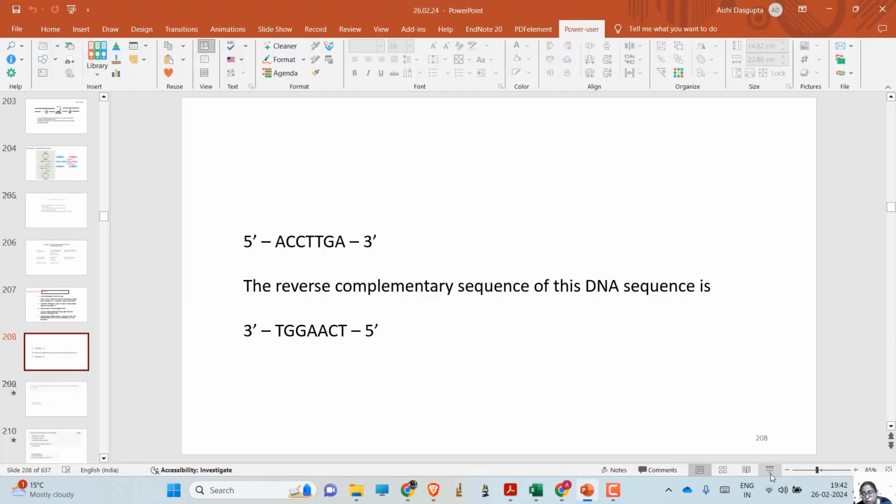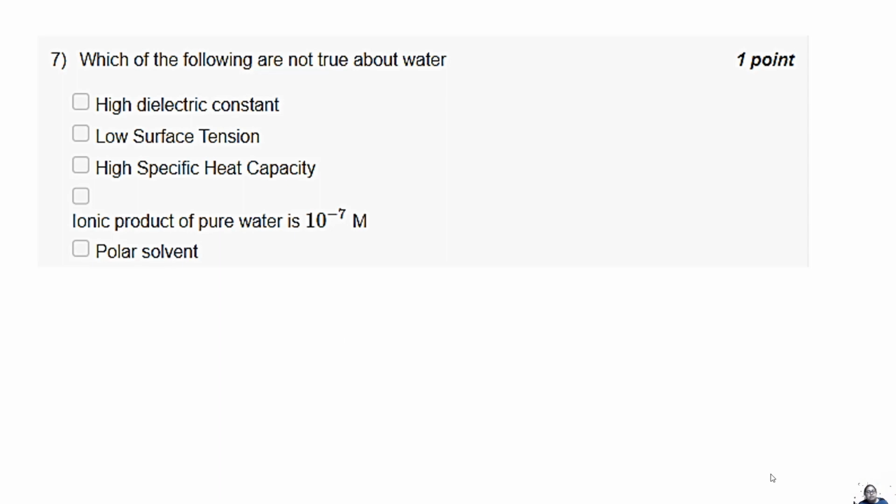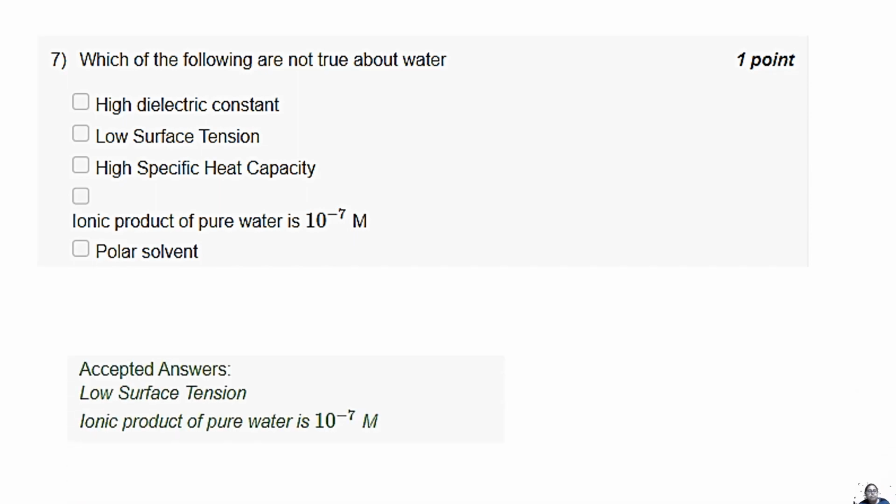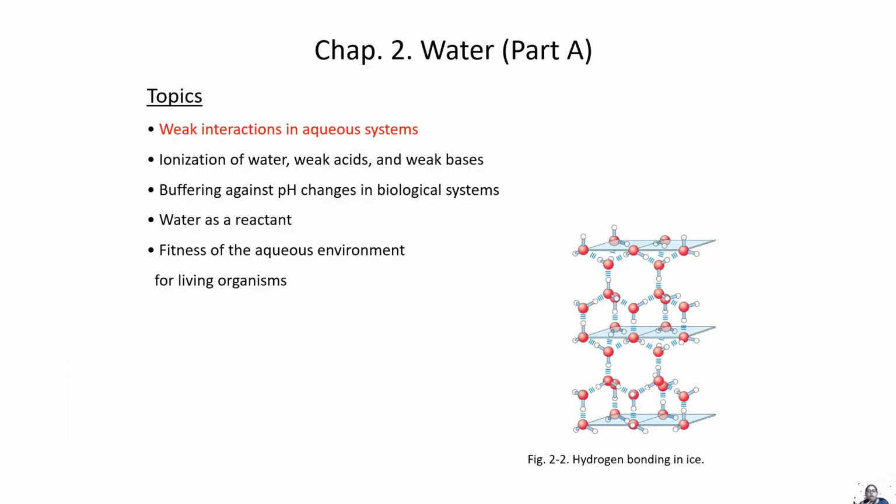Yeah, hope I'm audible. So we'll discuss each of the points and see if they're true for water or not. So low surface tension is false for water. Ionic product of pure water being 10 to the power minus 7 is also false. Okay.